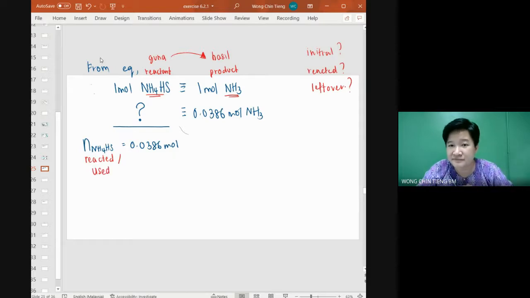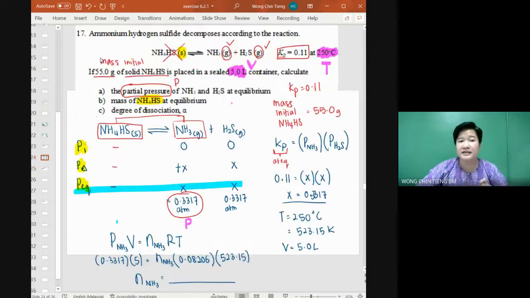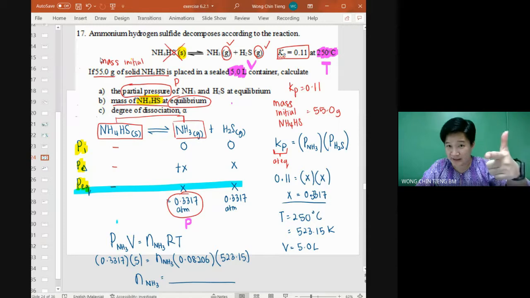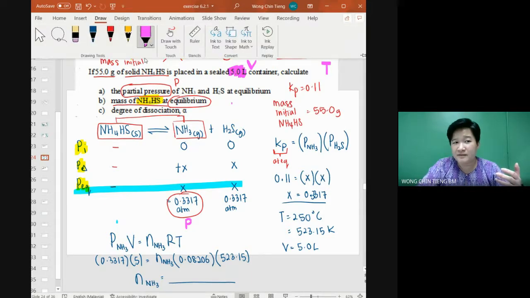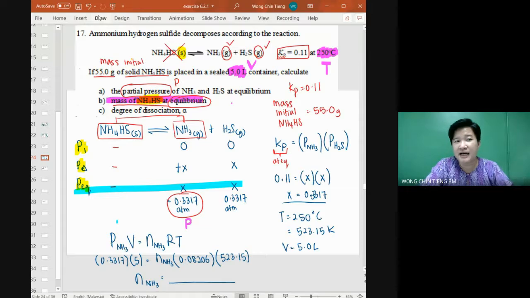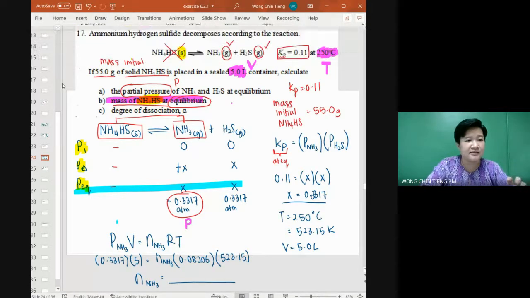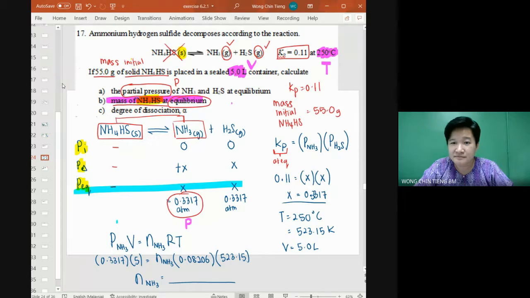Okay. Boleh. And if you read the question carefully, if I'm not mistaken, the question having the word mass of ammonium hydrogen sulfate at equilibrium. So another problem over here. Equilibrium is not in the list. Tadi saya bagi initial, reacted, leftover. So equilibrium over here means which stage? Equilibrium over here means dia adalah stage apa yang kita nak. Adakah kita nak dia reacted? Ataupun kita sebenarnya nak dia duduk kat leftover yang final lah.